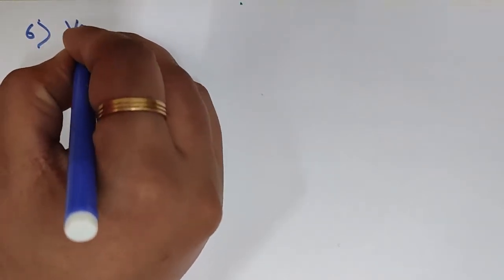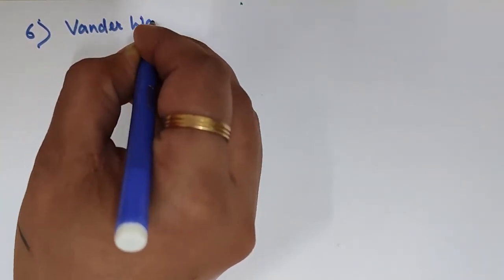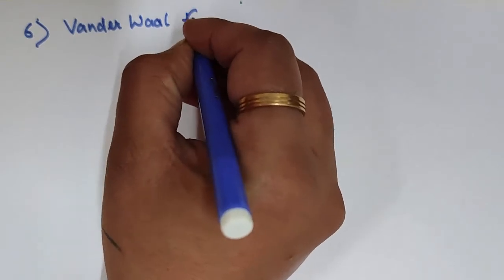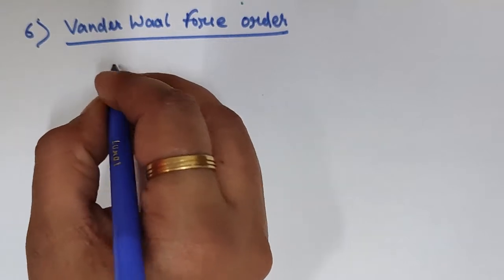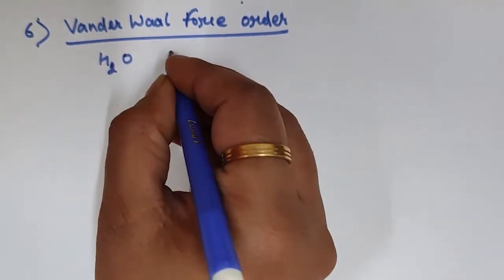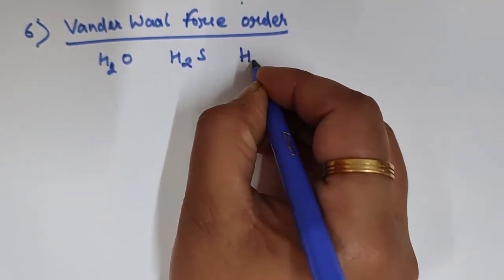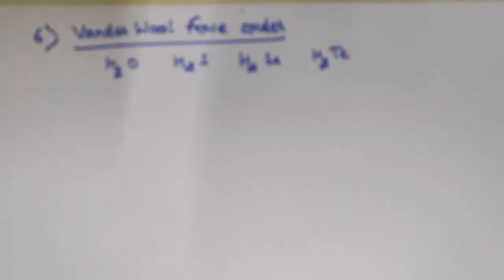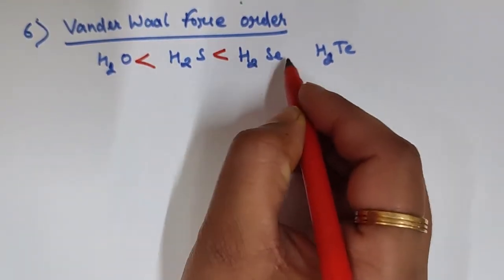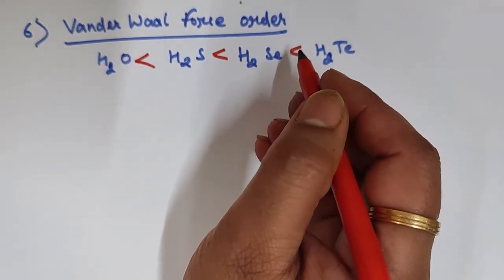So the next property, the sixth property, is the van der Waals force order. The order is H2O, H2S, H2Se and H2Te. The order is in this way. That means the van der Waals forces increase in this way as we move down the group.